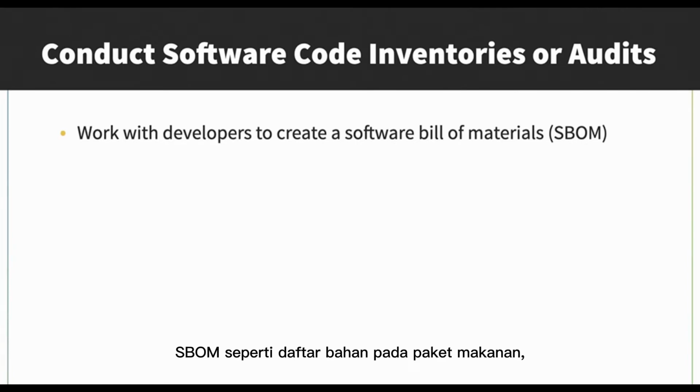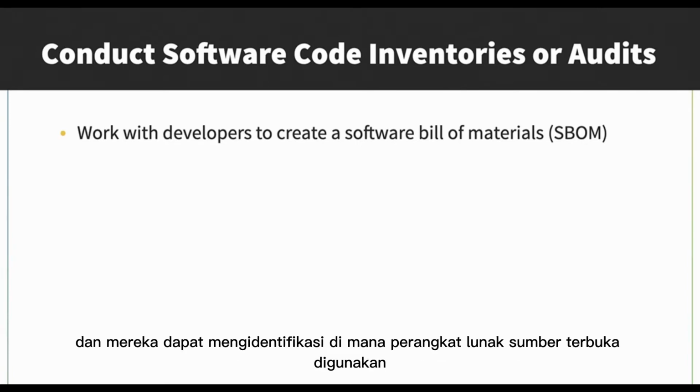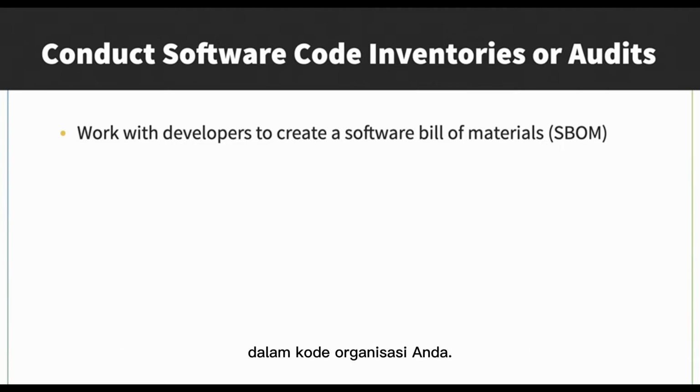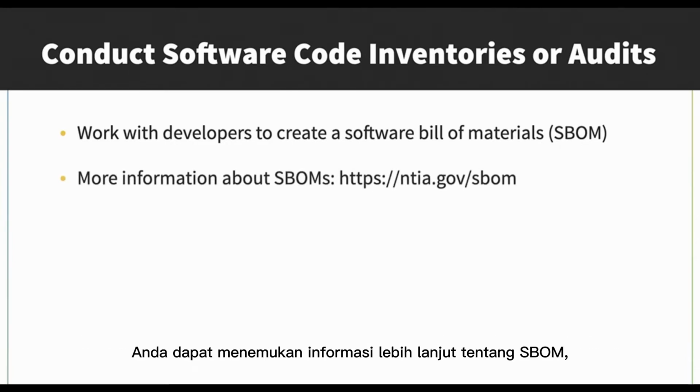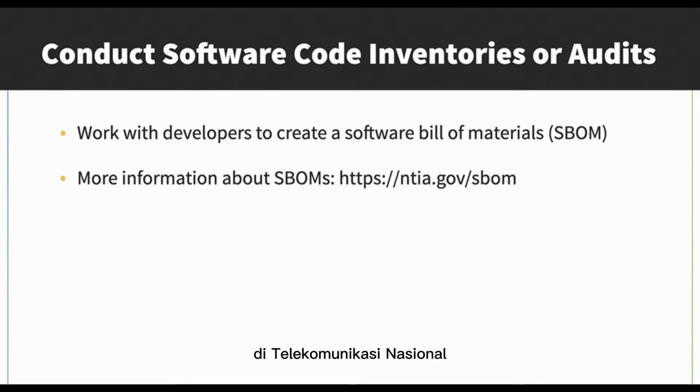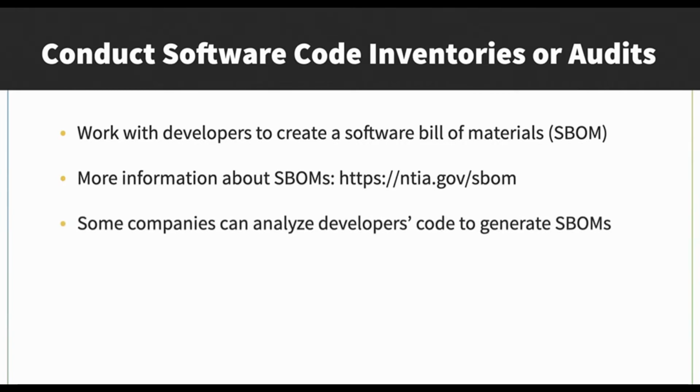SBOMs are like the list of ingredients on a food package, and they can identify where open source software is used in your organization's code. You can find more information about SBOMs, including how to generate them, on the National Telecommunications and Information Administration website at ntia.gov/SBOM. There are also application security companies that can analyze your developers' code to generate SBOMs for you.